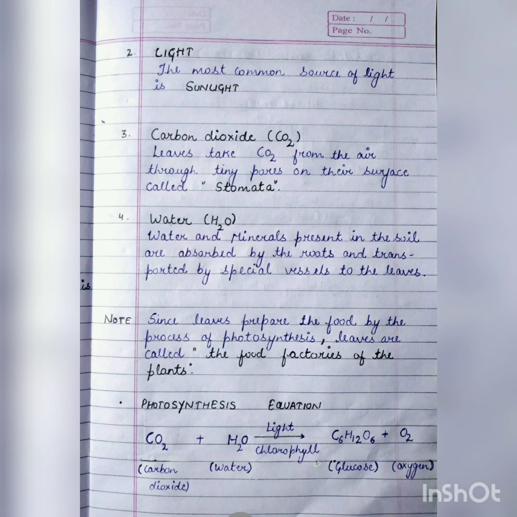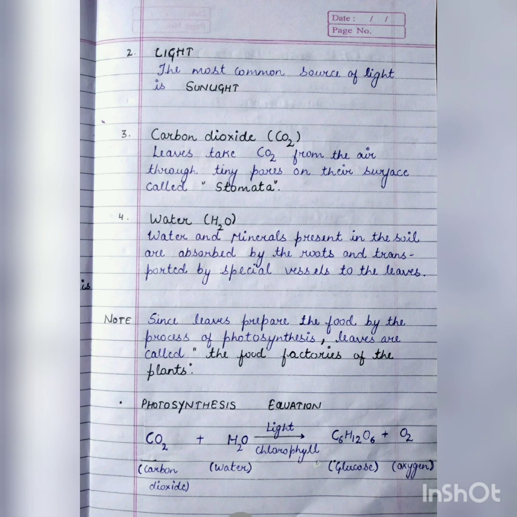Carbon dioxide is already present in the atmosphere, which enters in the leaves through the tiny pores called stomata present on the surface of the leaves. They get water from the soil. The water and minerals present in the soil are absorbed by the roots and transported to the leaves. Since food is prepared in the leaves, leaves are also called the food factories of the plants.